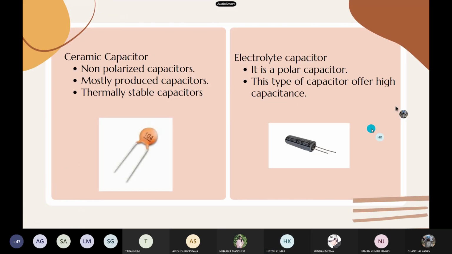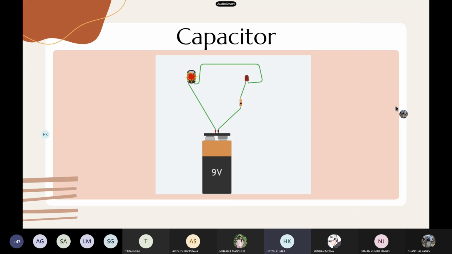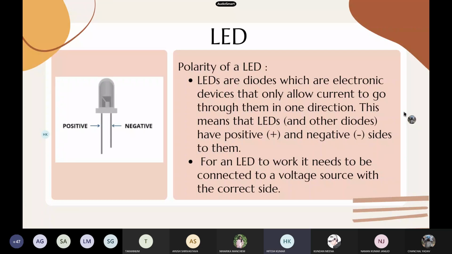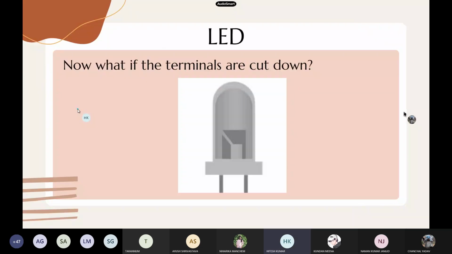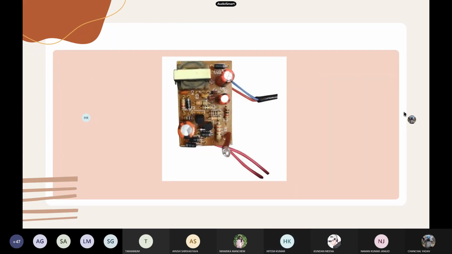Hello. Sorry, it is not moving. One minute, sliding problem. So, what is happening?